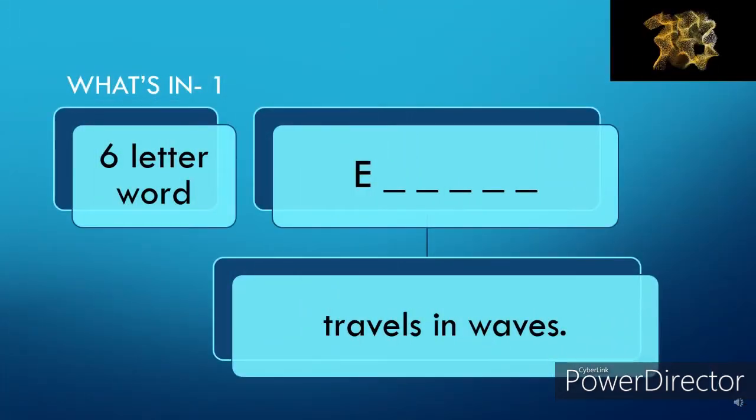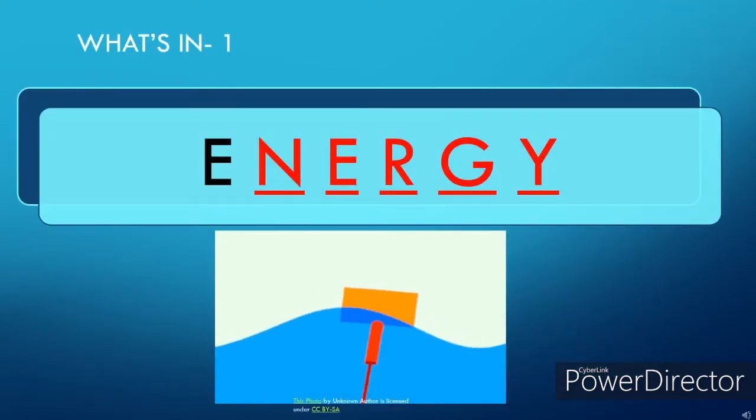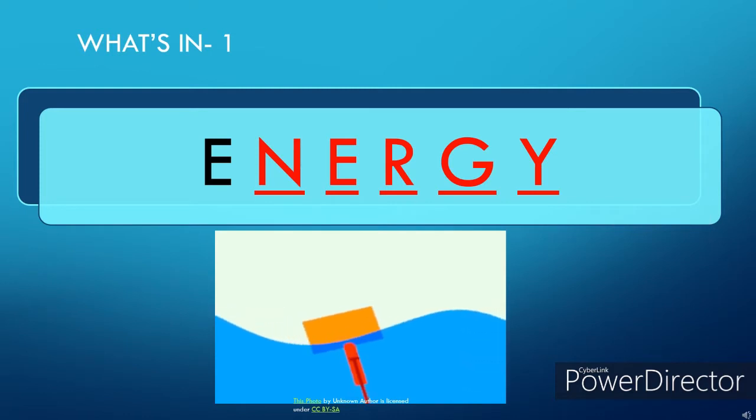It's a 6-letter word which means blank travel in waves. What is the word? The correct answer is energy. Energy travels in waves.